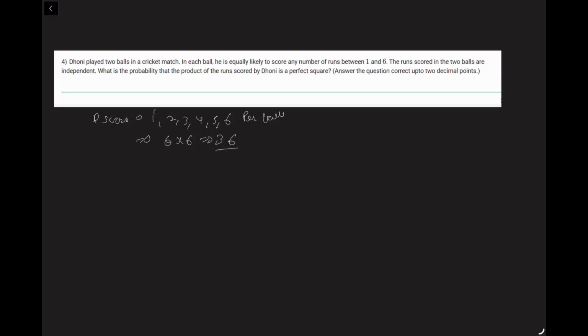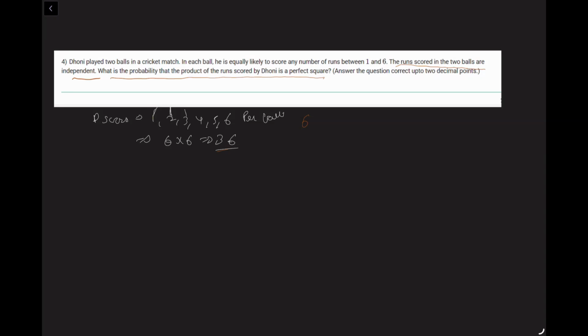In the first ball, he can score 1, second 2, or second 1 and first 2. Sorry, not this. There are 6 outcomes in the first ball and 6 in the second. So in total, 36. Now, the product is a perfect square between 1 and 36. How many perfect squares are there? The runs scored in two balls are independent. What is the probability that the product of runs scored by Dhoni is a perfect square? So there are 36 total possible outcomes.